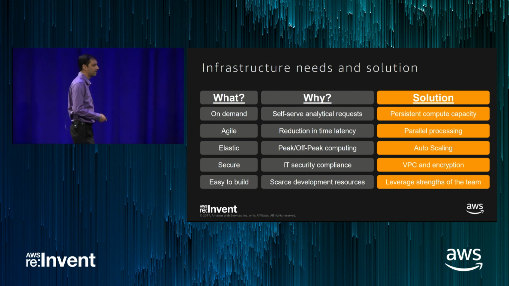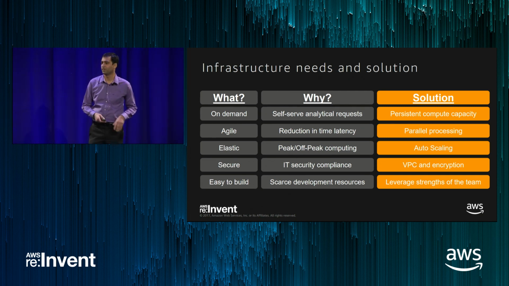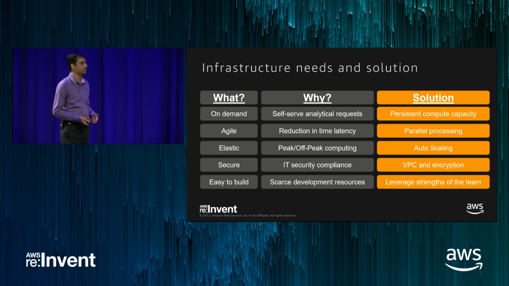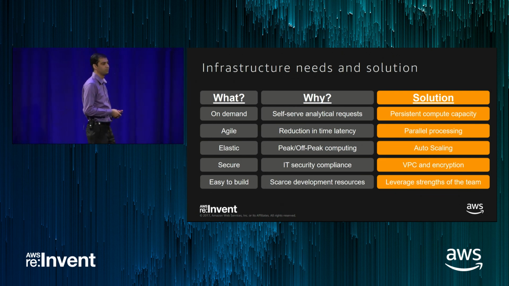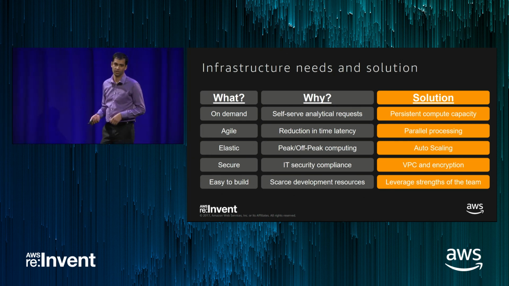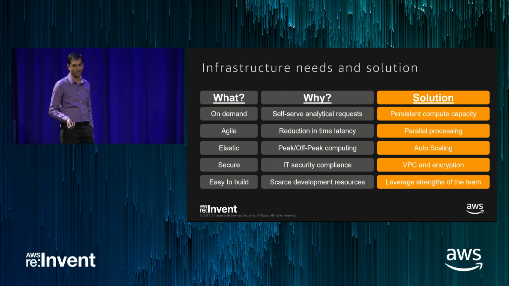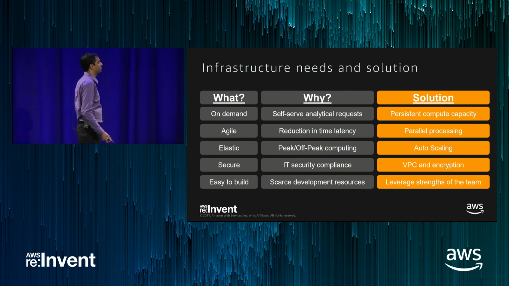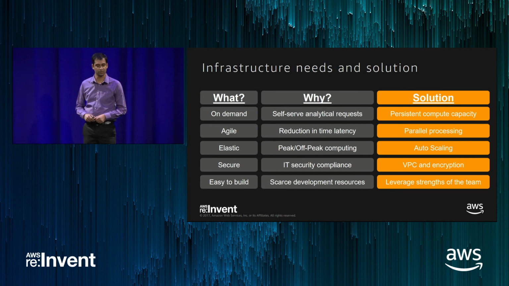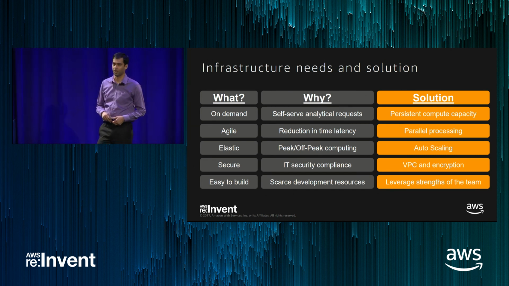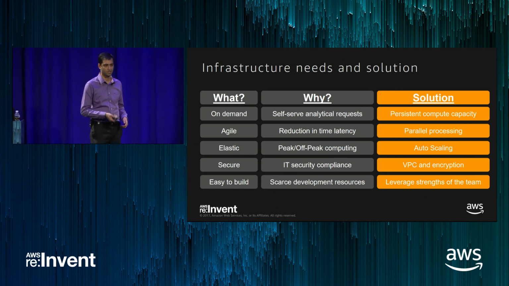The fourth piece, which I think is a fairly universal requirement even in small, medium, and large organizations, is security. We wanted to make sure that the solution is secure and it meets the IT security compliance that we had. So we used a lot of VPC features and encryption that is available with AWS services to be able to meet the security requirements. And the last one, we wanted the system to be easy to build. Due to scarce dev resources, we wanted to make sure that we are able to leverage the strengths of the data science team that we had.